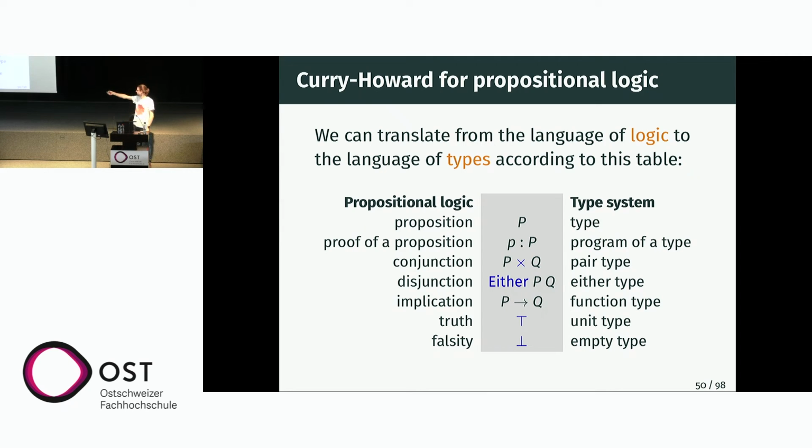That's a truth. And then these are typically denoted by the top and bottom symbols, which correspond to the unit type, which is the empty tuple type in Haskell, which has a single proof, and an empty type, which is a type with zero constructors.